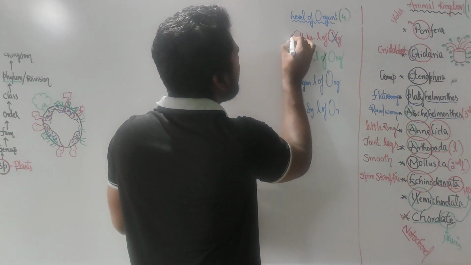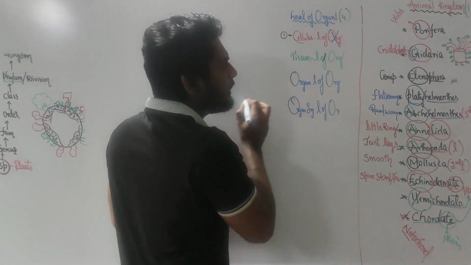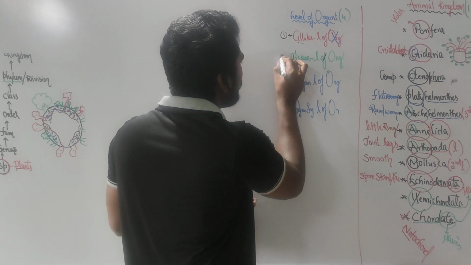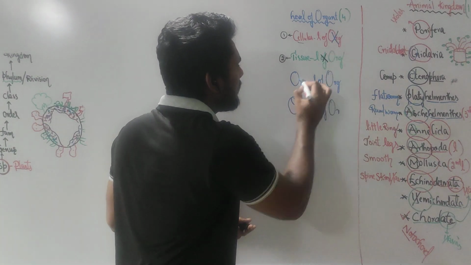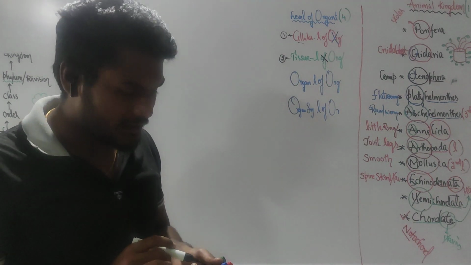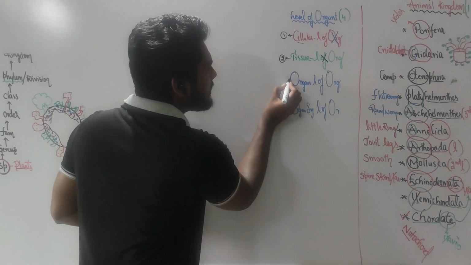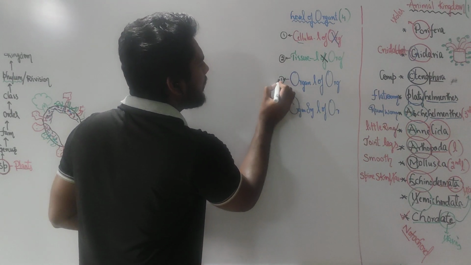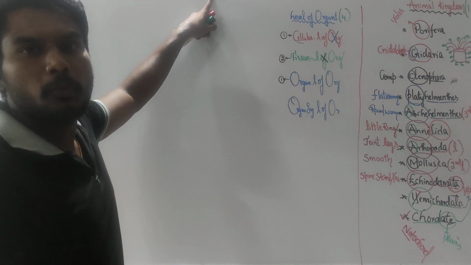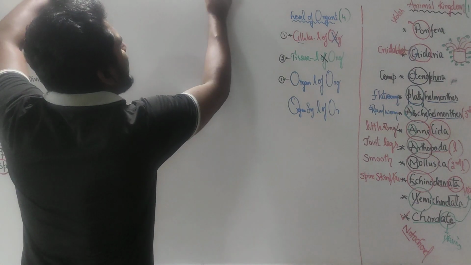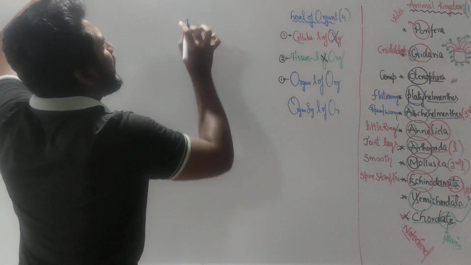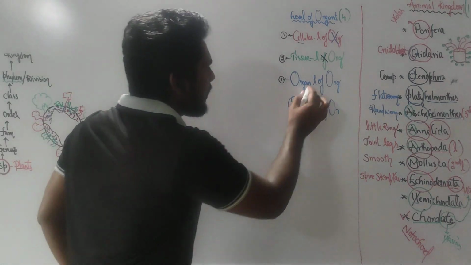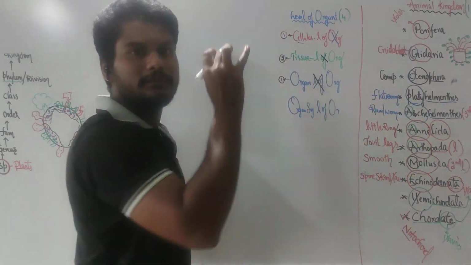Cellular level is distributed in one phylum. Tissue level is distributed in two phyla. After this tissue level, what level? Organ level of organization, and organ level of organization is seen in only one phylum. What is the next phylum after Ctenophora? Platyhelminthes. So Platyhelminthes is showing the organ level of organization. Yes, organ level of organization is also completed.